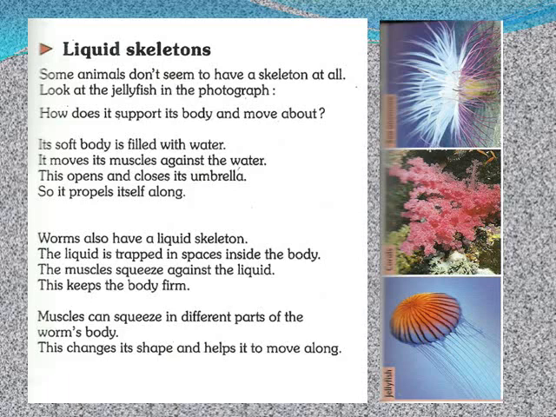It doesn't have any bones inside its body, so how does it move? This is the mechanism, the way the worm moves. Muscles can squeeze in different parts of the worm's body to change its shape and help it move along.